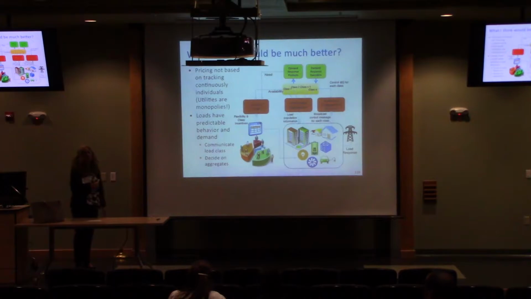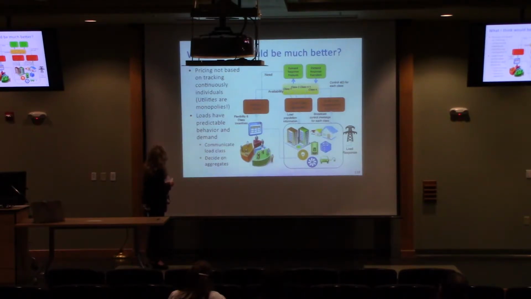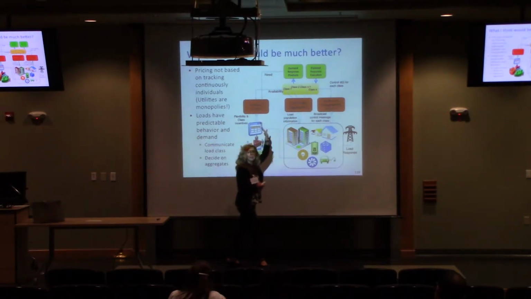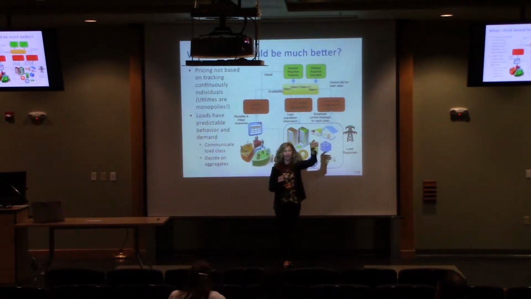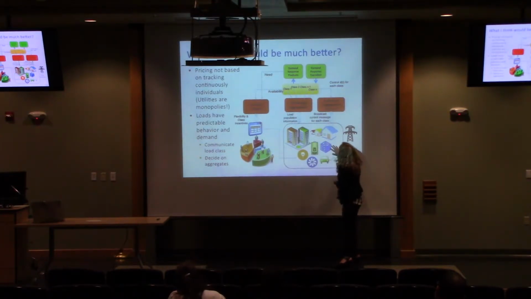So I think that this is a much better scheme, and I will try to explain towards the end how you reach this scheme. So instead of tracking individuals continuously, and again, remember, utilities are monopolies. You have only one wire. You don't have an option, right? You cannot get a cheaper price from another wire. What I think is that the utility should not see the individual consumption at a time.